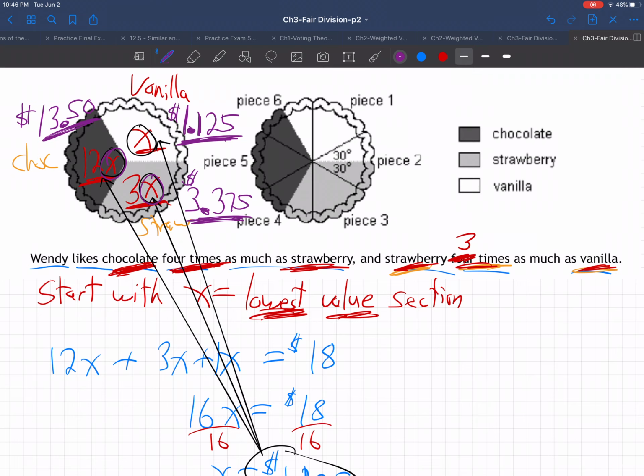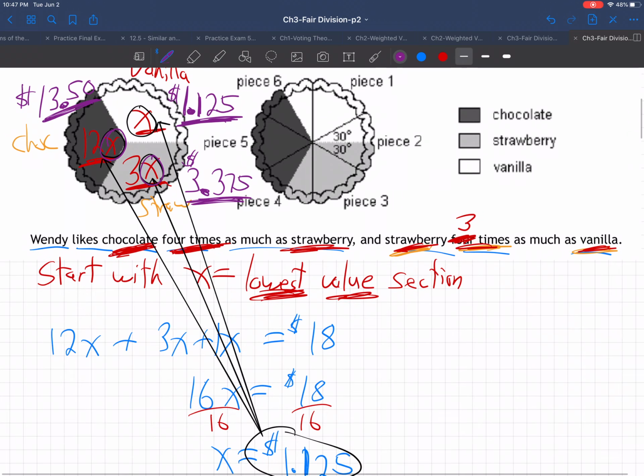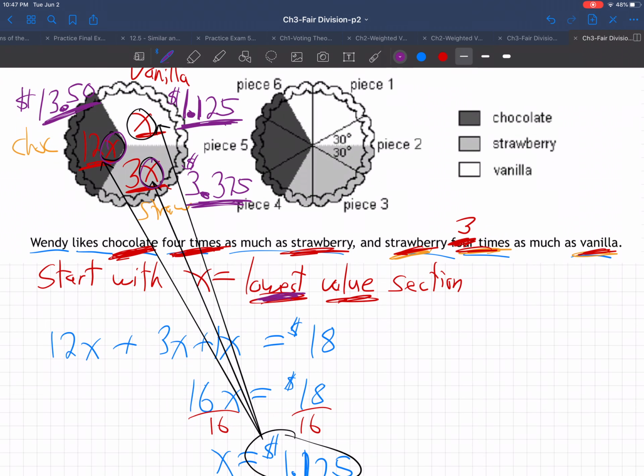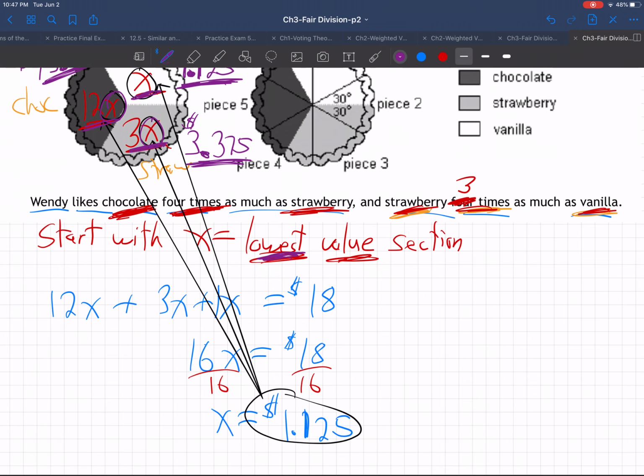So now we have the values for the chocolate chunk, the strawberry chunk, and the vanilla chunk of the whole cake. We did that by starting with the lowest value. The vanilla was x. Strawberry was 3 times that, 3x. Chocolate was 4 times that, which came out 12x. Then we added all those up to equal $18, the total value of the cake.